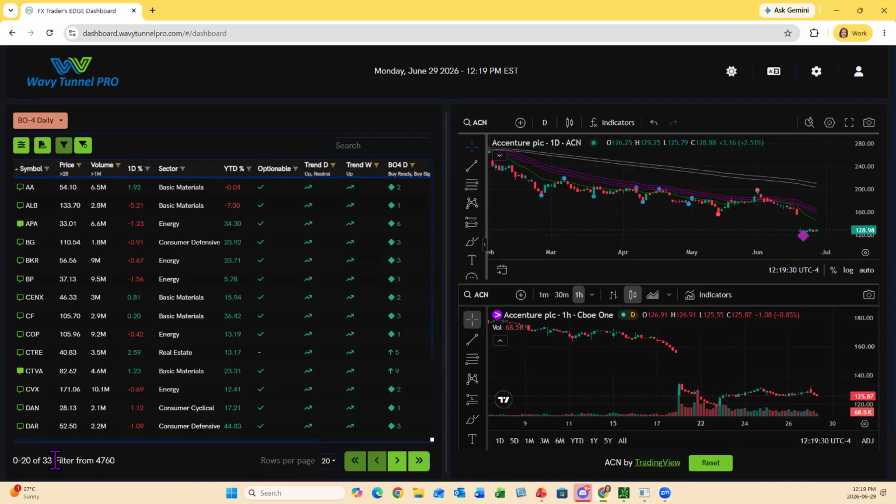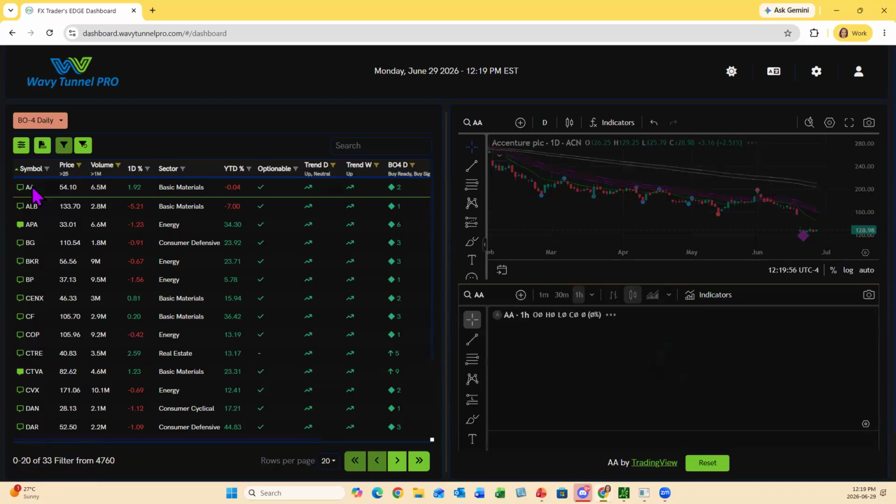Okay. So this has filtered into 33 prospects from 4760. The other part of the scan is volume is greater than 1 million, price is greater than 25. So if you don't want price to be greater than 25, if you want to look at everything, you can set up your own scan and look at all the prices. You will get a lot more symbols here. So let's just look at the top one.